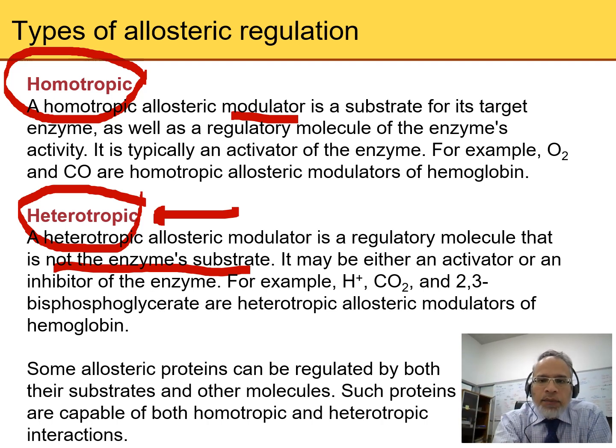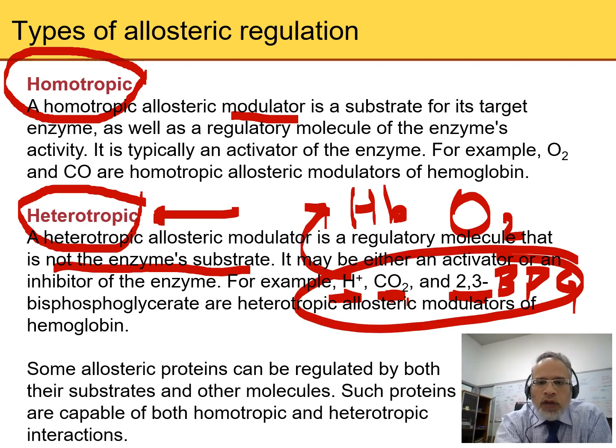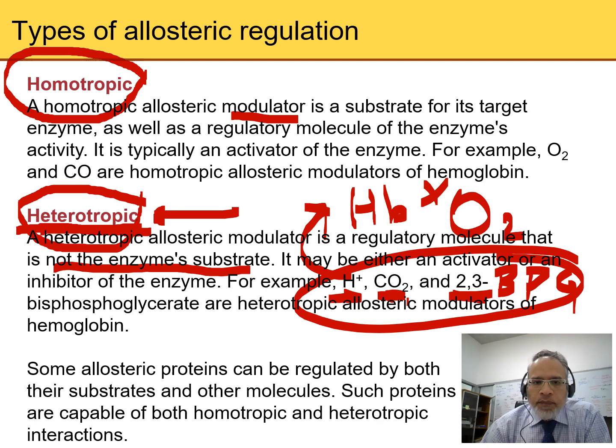So for example, hemoglobin, remember hemoglobin, what does it bind mainly? It binds oxygen. So we say oxygen is its main substrate. But you can have compounds like H plus or CO2 or this thing we talked about, 2,3-bisphosphoglycerate. These can bind to hemoglobin as well, and binding of all of them will affect its ability to bind to oxygen. And since these are not the same as its substrate, we call them heterotropic. Hetero means different, heterotropic, right?